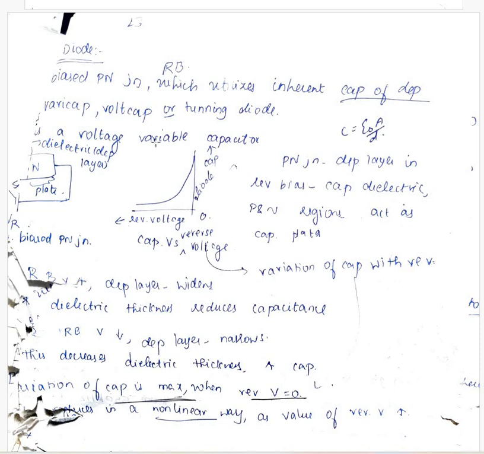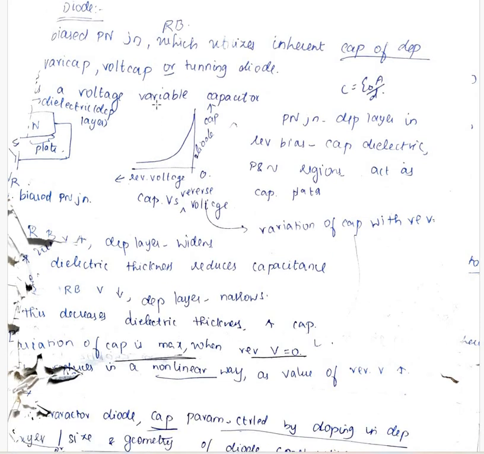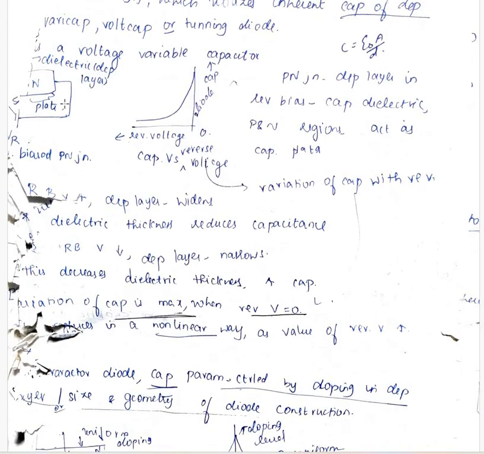Today's topic is the Varactor Diode, which is a special purpose diode. It's also called Varicap, Rolled Cap or Tuning Diode. It uses the reverse bias characteristics of capacitance, in which there is an inherent capacitance.